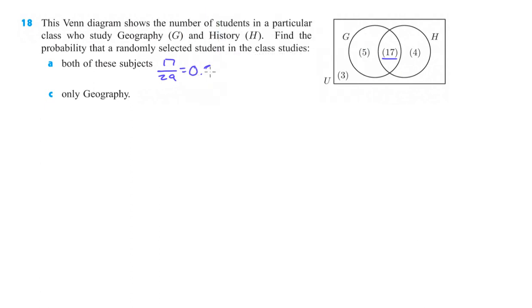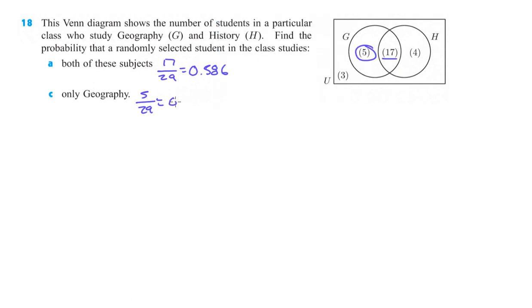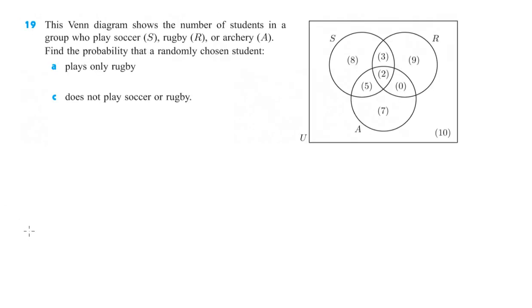0.586, or 58.6%. And then find the probability that a randomly selected student studies only geography. That's going to be these 5 out of the total 29. Okay, so we take 5 divided by 29, and we get 0.172, 17.2% of the time.